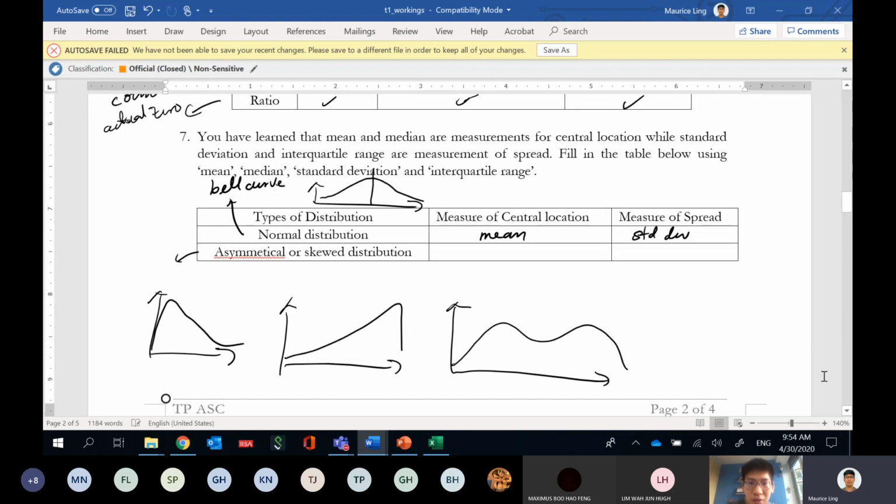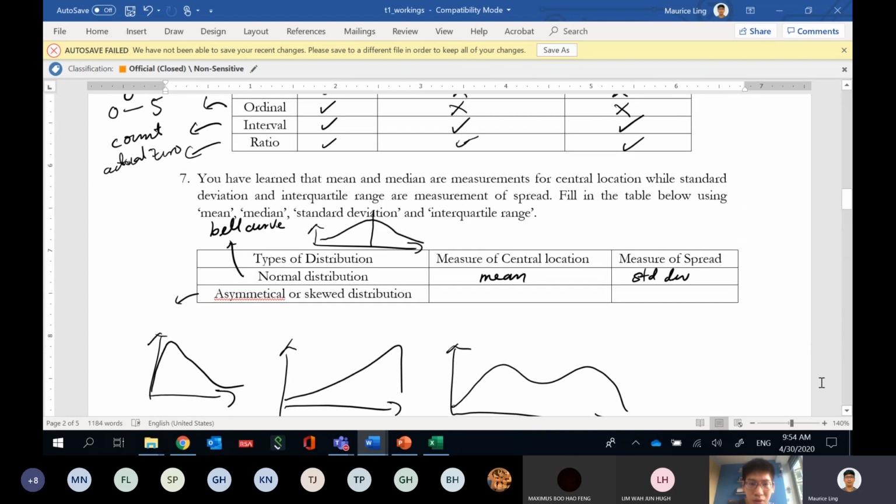Okay, can somebody else answer? How about the other two? You use up your mean already. It's like fill in the blanks, right? You use up these two already. Hopefully you know the other two.